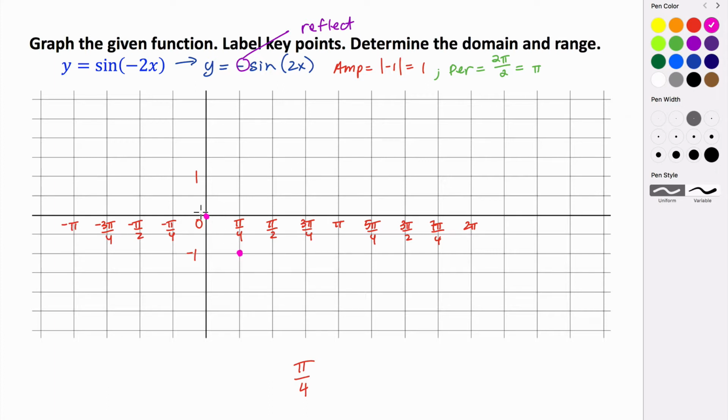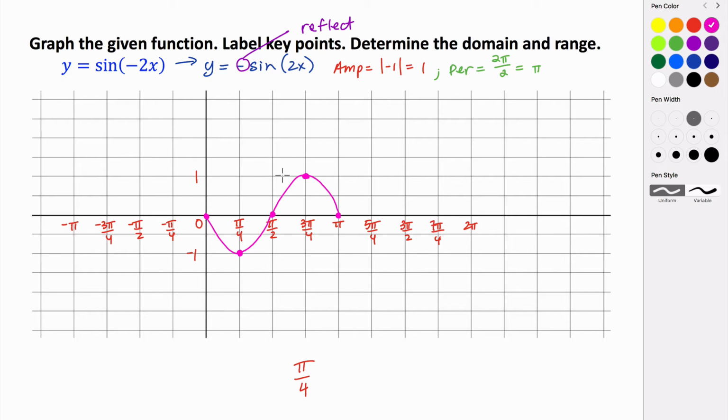Remember our key points are x-intercepts, maximums, and minimums. So just like the cosine function, our graph is always going to alternate between maximum and minimum values while hitting an x-intercept in between. So it goes x-intercept, minimum, it's going to go back up to an x-intercept. And then at 3 pi over 4, we'll be at a maximum. And then at pi, which concludes our first cycle, we will be back at an x-intercept. So this is the first cycle of this graph. You can see it's reflected down.